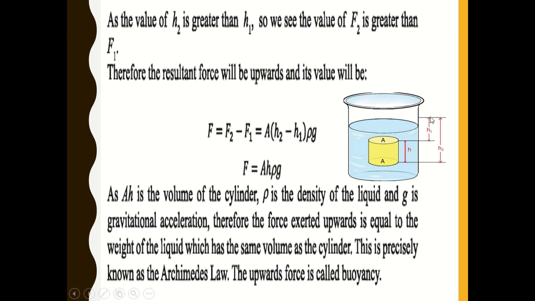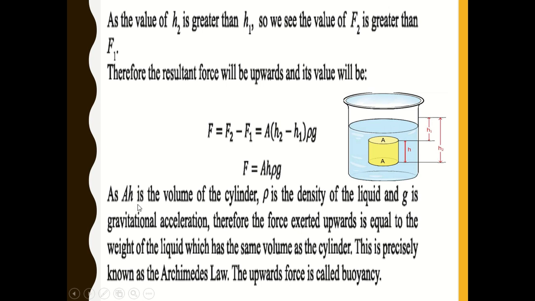From the surface of the water to the upper surface, height is H1. So this is the height of the cylinder, that is H. So H equals H2 minus H1. So finally we can get F equals A H rho g.